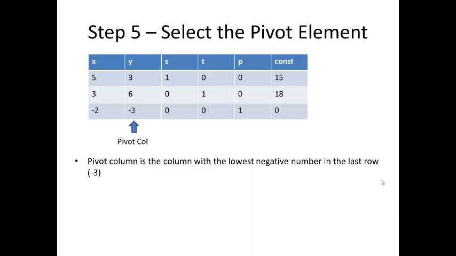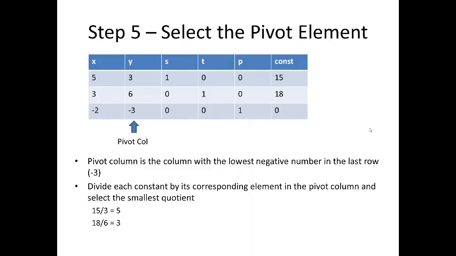Now we divide each constant by its corresponding element in the pivot column. So 15 would be divided by 3 and 18 would be divided by 6. We get results of 5 and 3, and we select the one with the smallest quotient, and that is 3. 3 is smaller than 5, so 6 becomes our pivot element, and we typically circle that when we're doing the simplex method.